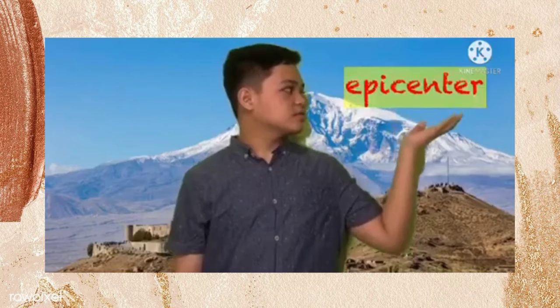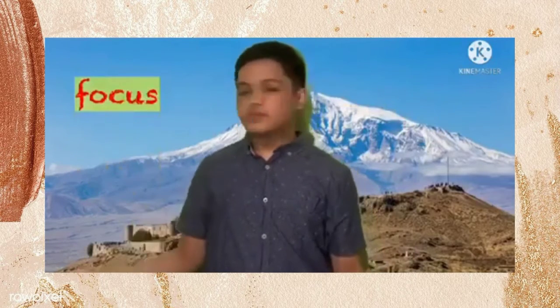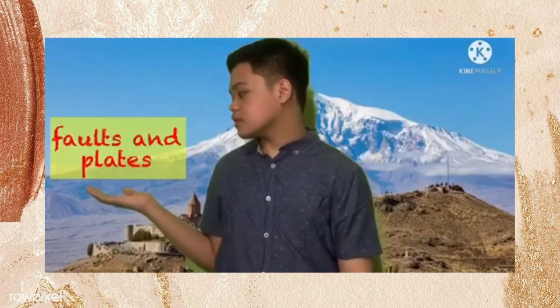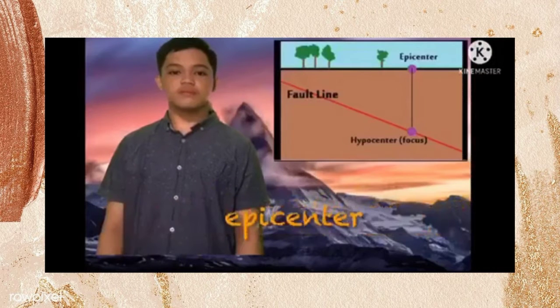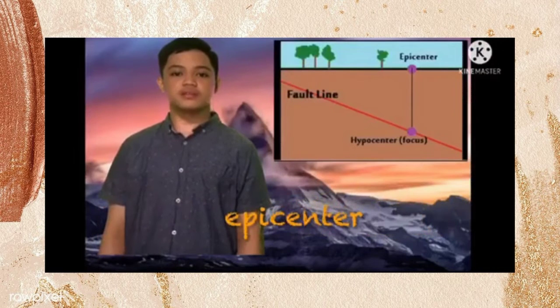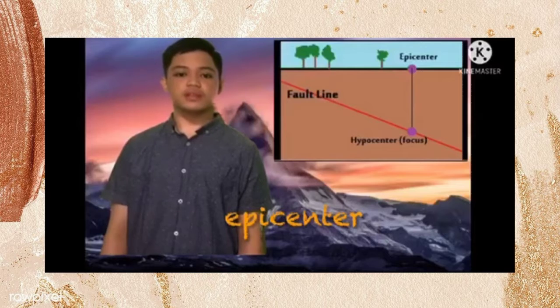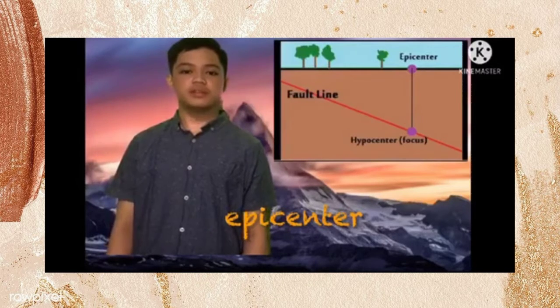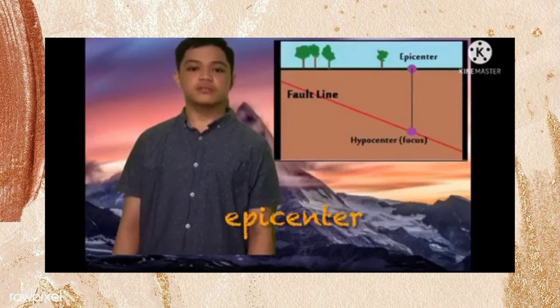Scientists focus on these things when they study an earthquake: the epicenter, focus, seismic waves or wavefronts, and faults and plates. Let's talk about the first one, which is the epicenter. The epicenter is the area on the surface of the Earth that is directly above the earthquake. In most cases, it is the epicenter that receives the greatest amount of damage from the earthquake.